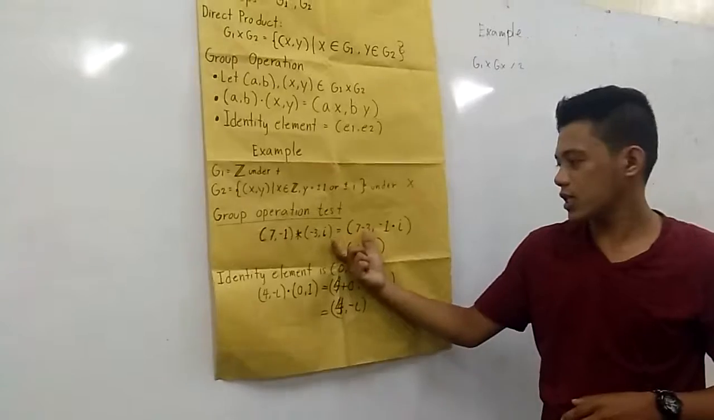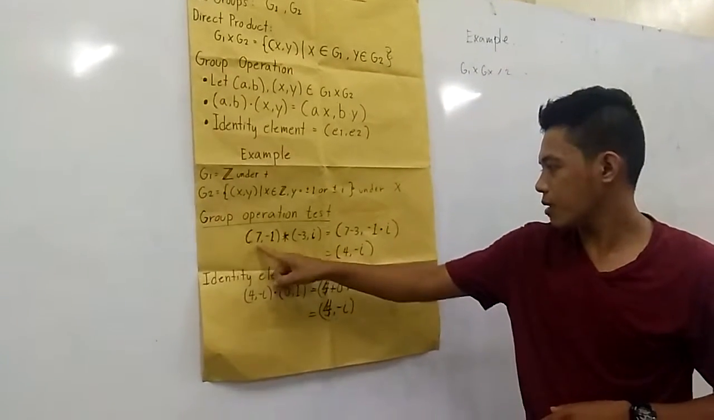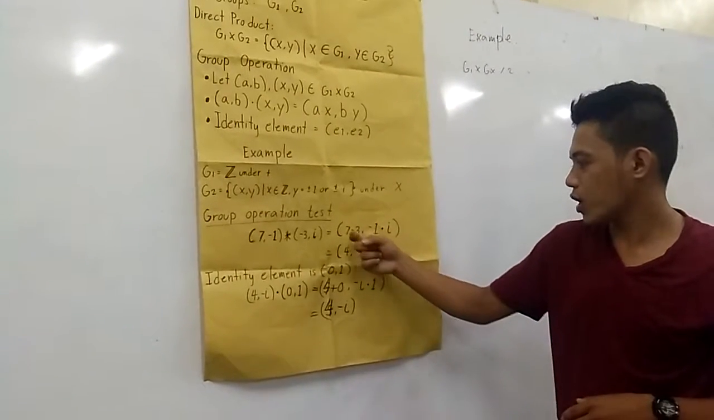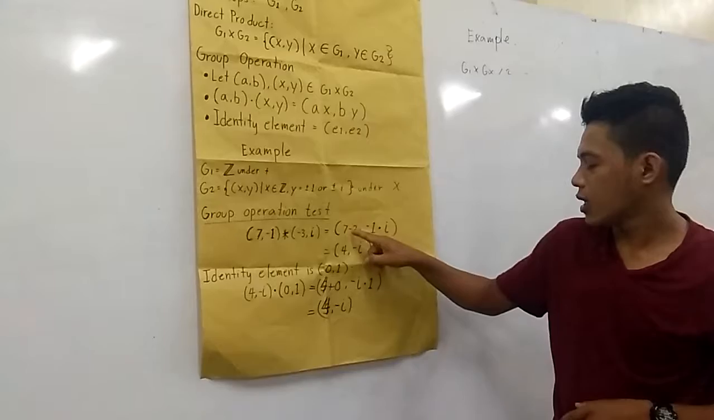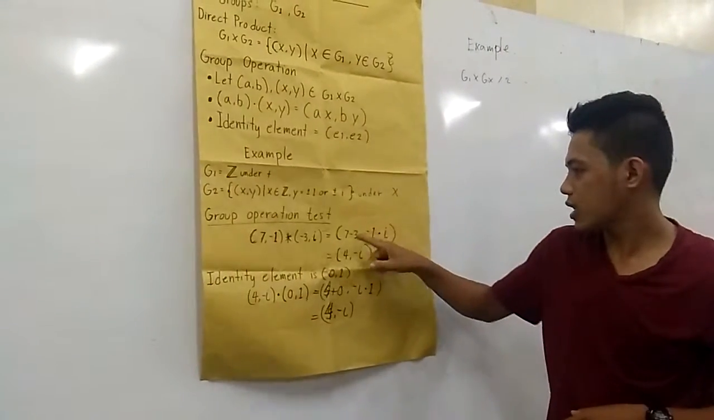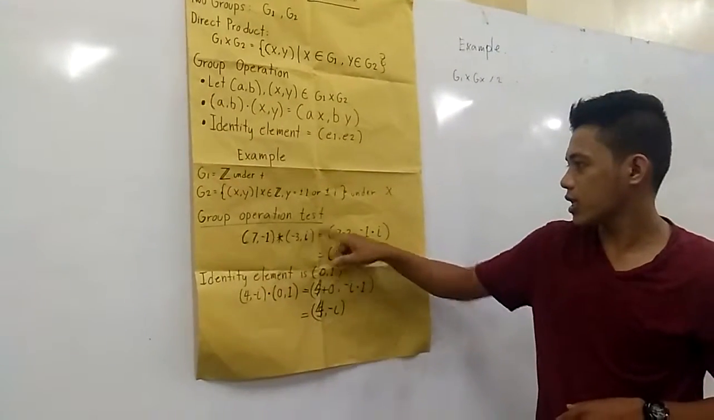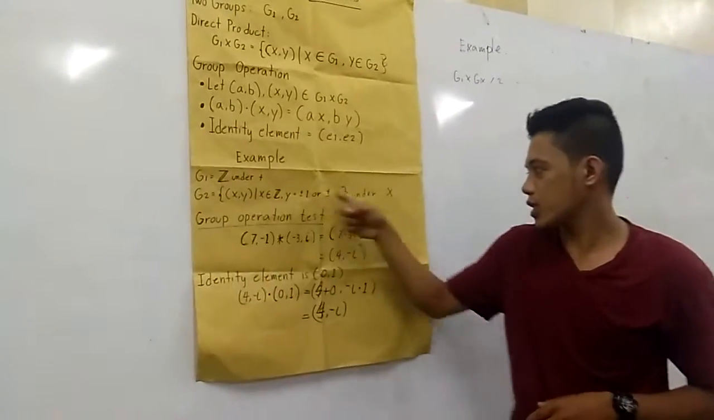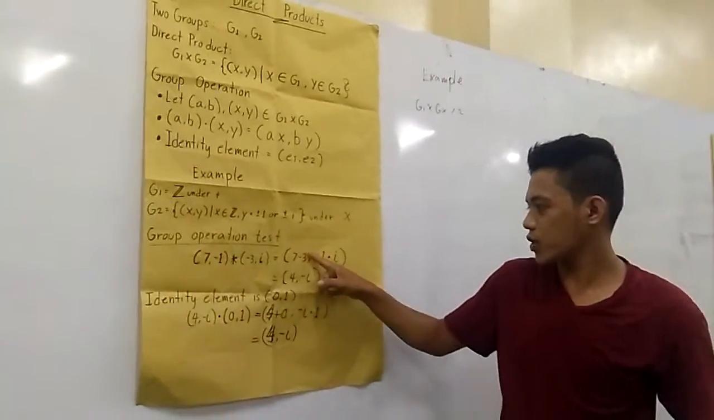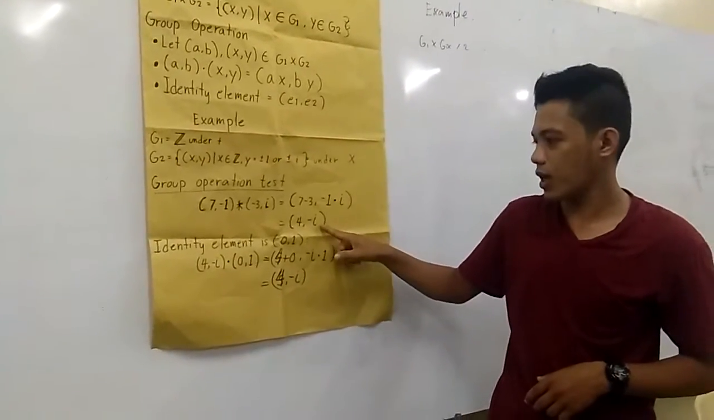Then we combine these two. So 7 and 1 times negative 3 and negative i. We get 7 minus 3, because the integers are under addition. Then 1 times negative i, since our group 2 is under multiplication. So we come up with this result: 7 minus 3 is equal to 4, and 1 times negative i is equal to negative i.